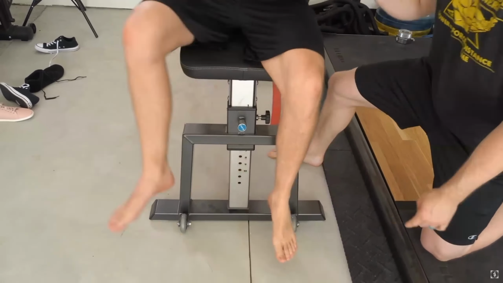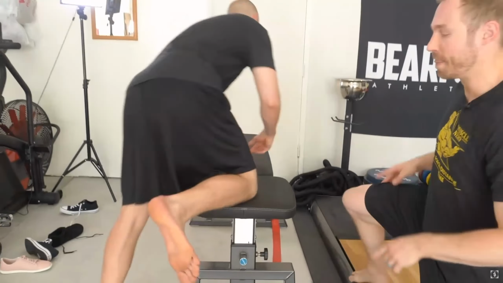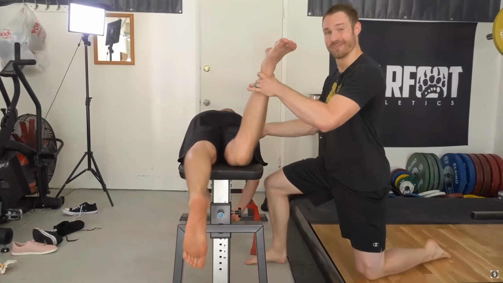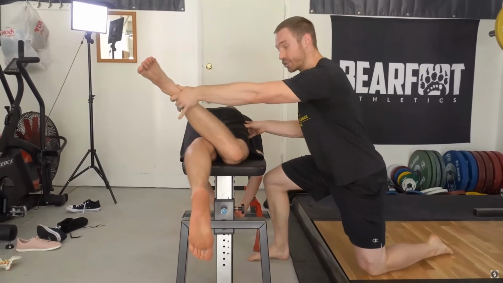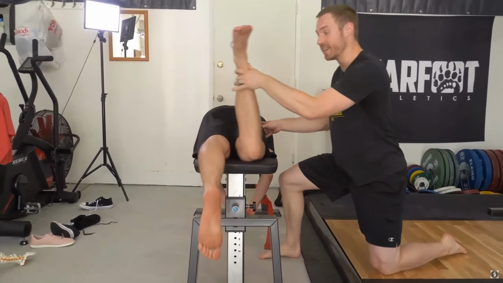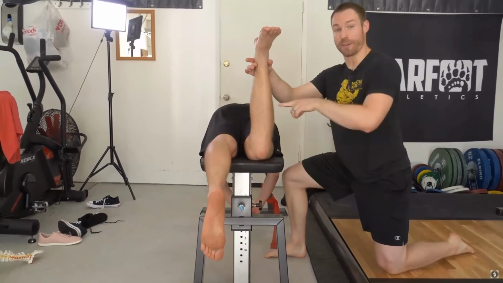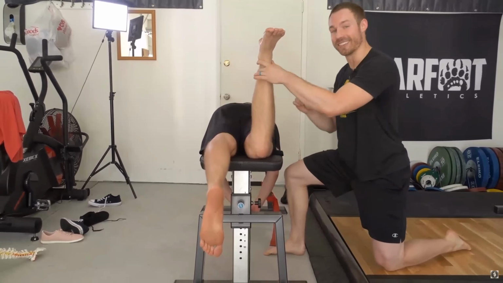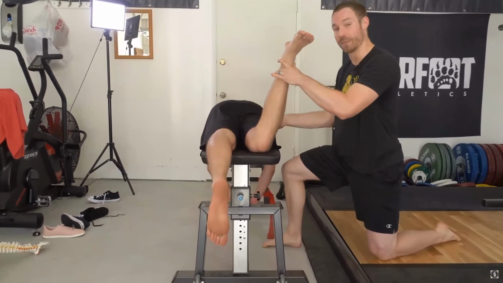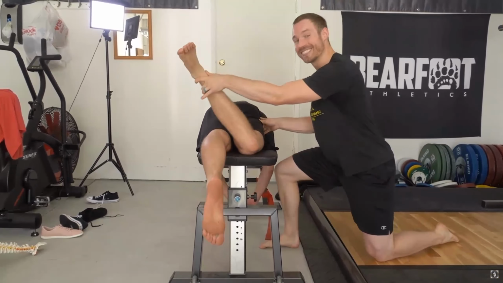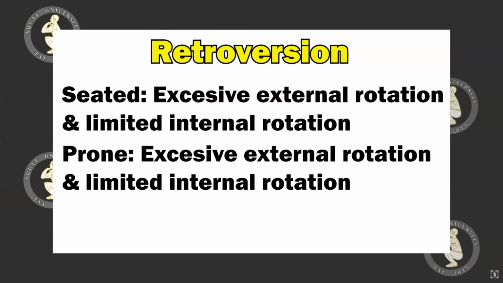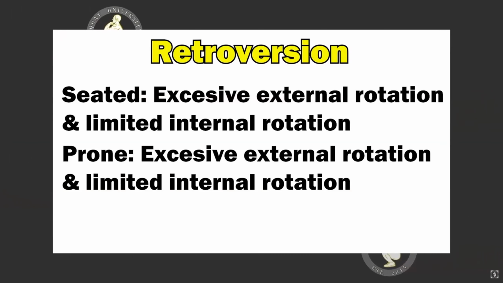Now, let's also look in prone, because remember, we have to look at both positions. So in this position, internal, very limited, external, excessive. So again, he fit the pattern that in both positions, seated and prone on his stomach, he had the same amount. He had very limited internal and very excessive external. What that means is that Ed fits the profile for someone who is retroverted, in the way in which his femur aligns with his pelvis is a very flat angle.